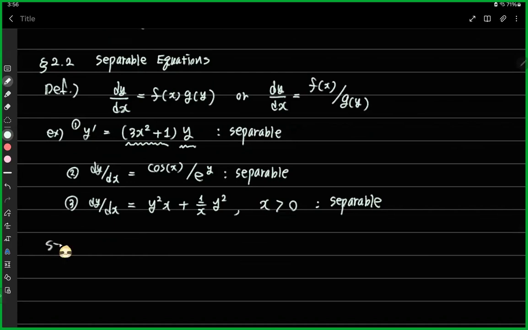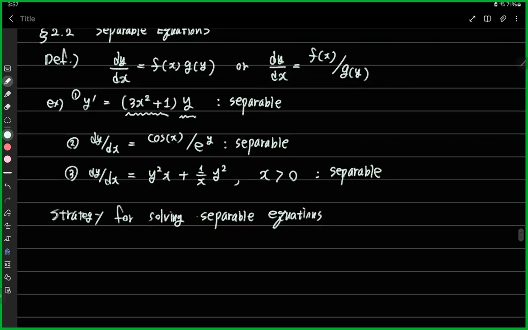So here's a strategy for solving the separable equation. We're going to first separate. What does that mean? We're going to completely separate all of the functions and terms relating to x, and then everything relating to y. This is called separate and integrate.